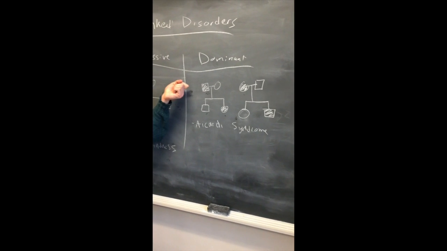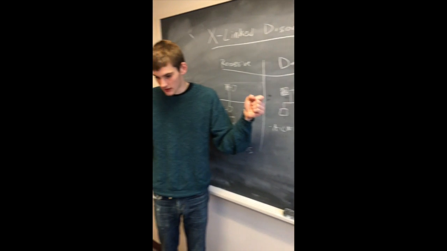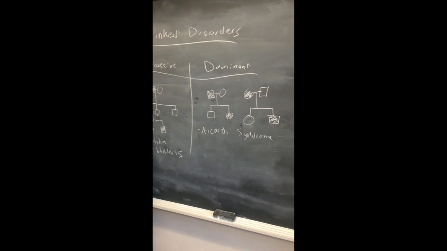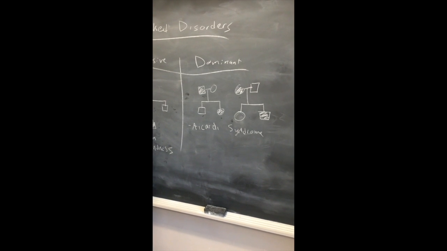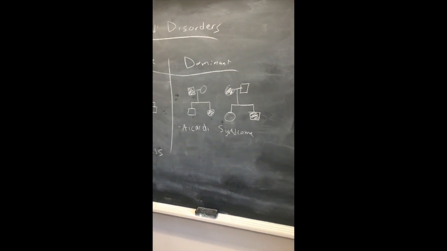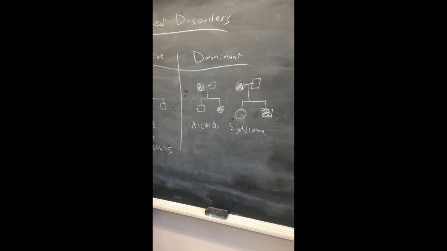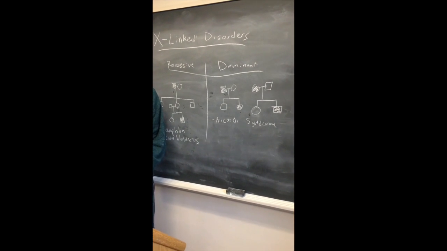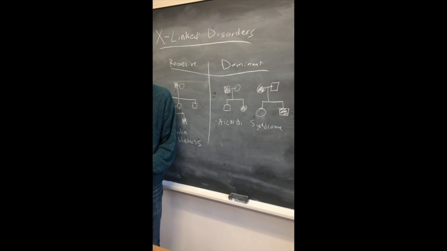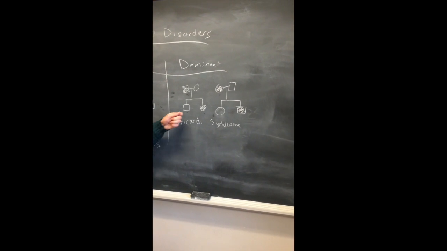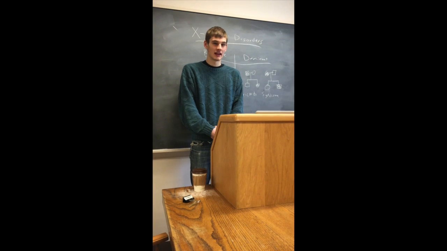If an affected woman has children, then half of her daughters and half of her sons will have the disorder. They will be passed the X chromosome that has a mutation, of which only one is required to display the disease. If an affected man has children, then none of his sons will get the X chromosome with the mutation, but all of his daughters will. Any questions?